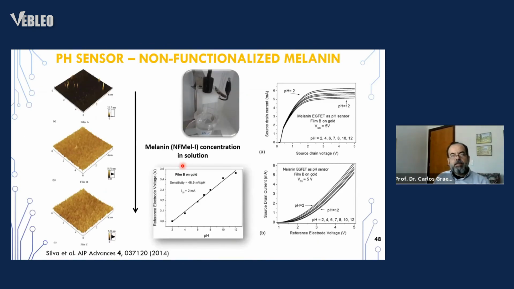So we have also done some applications of melanin, and one of them is a pH sensor. So in this configuration, what we call is an extended gate field effect transistor. So basically, we have an electrode, and we couple this to the gate of a conventional or commercial transistor, and we could see quite good responses of this sensor concerning pH. So sensitivity of 48.9 millivolts per pH, which is quite reasonable.